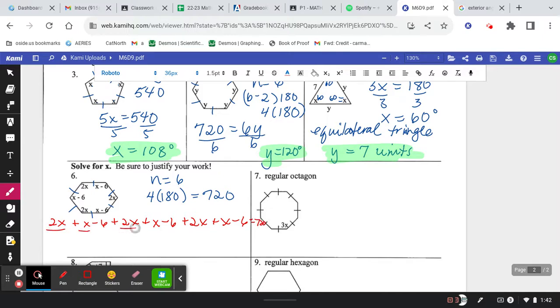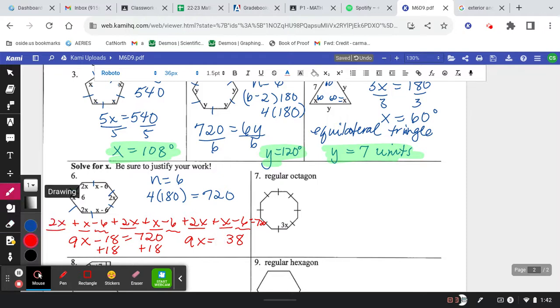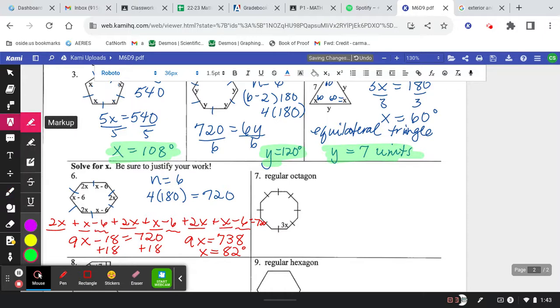So 2, 3, 4, 5, 6, 7, 8, 9 x's. And then negative 6, negative 12, negative 18. I'm getting 9x equals 838. Oops, 738. Sorry. I'm grabbing a calculator. So 720 plus 18 divided by 9. X equals 82 degrees. How'd you do?